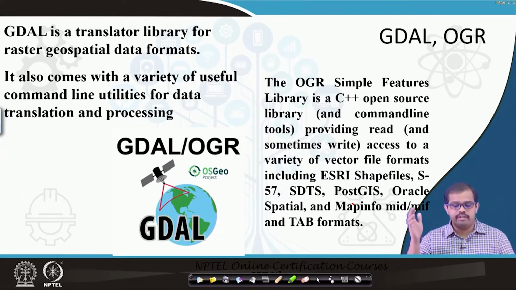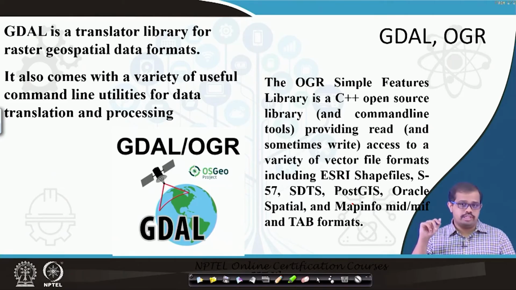OGR Simple Features Library is an open source library written in C++ and providing read access to a variety of vector file formats, including shapefile, GeoJSON, PostGIS, Oracle Spatial, MapInfo MIF/MID or TAB format. So all of these can be easily handled by OGR.